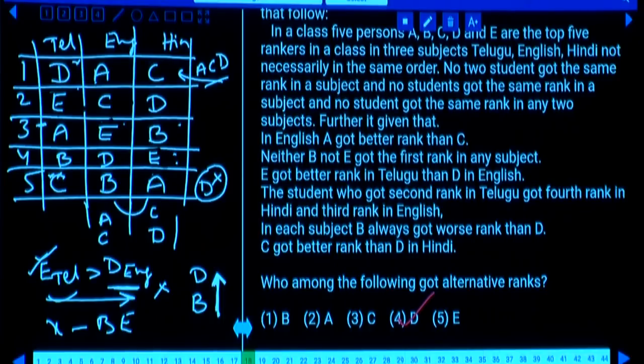Now question number 18: who among the following got alternative ranks? Now tell me whether B got alternative ranks or not. Alternative rank means 1, 3 and 5. B got 3 and B got 5, but B is not getting 1, so that is ruled out. A gets 1, 3, 5. Hence A got the alternative ranks 1, 3 and 5, that is choice 2. Question numbers 15 to 18, the choices are 1, 5, 3 and 2.